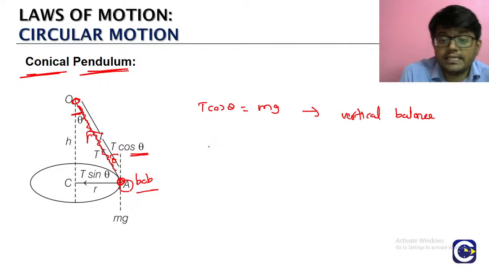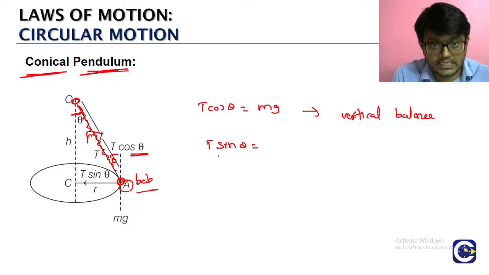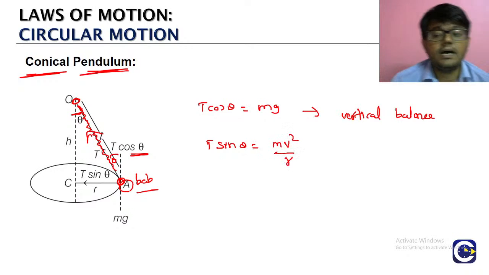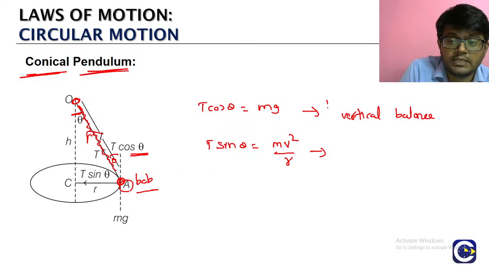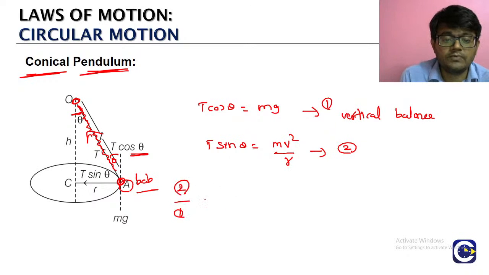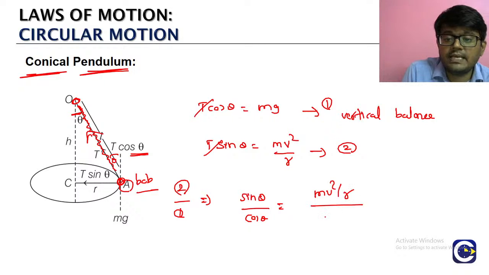And horizontally there is T sin theta. This will provide the centripetal acceleration. Means T sin theta will be equal to mv square by r. Let us call these equation 1 and equation 2. We will do equation 2 by equation 1. So T is cancelled. Left hand side will have sin theta by cos theta. Right hand side will have mv square by r divided by mg. m is cancelled, leaving v square by rg.